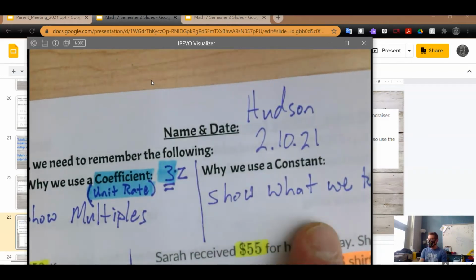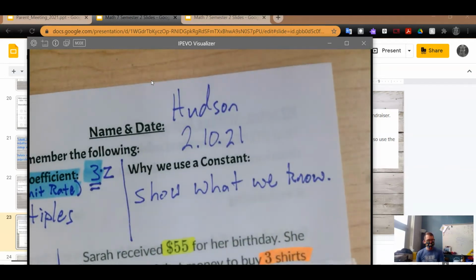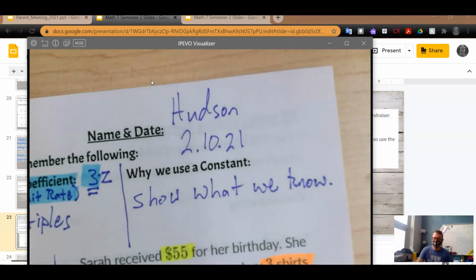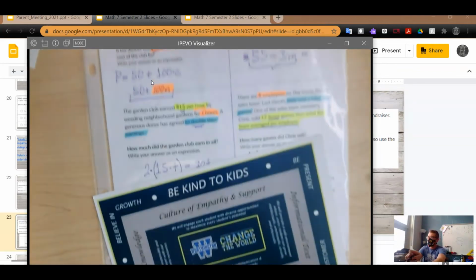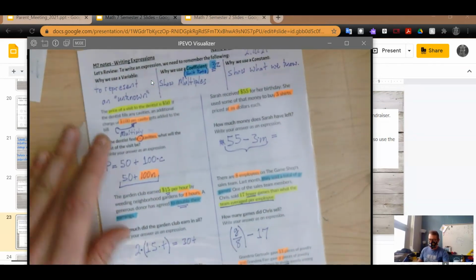All right, constant was show what we know. We'll review these right when we start the notes tomorrow. If you want to get a jump start on tomorrow's class, go through and highlight stuff. I'm not going to show you all my writing, but I will show you, look, lots of highlighting. So go through and highlight stuff if you want.